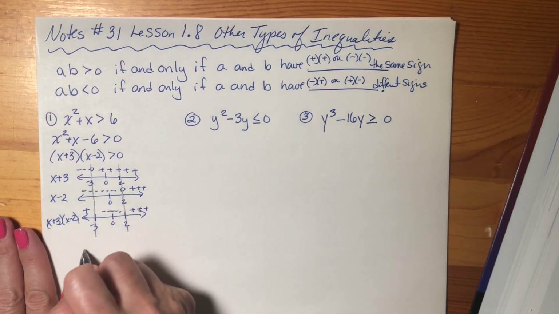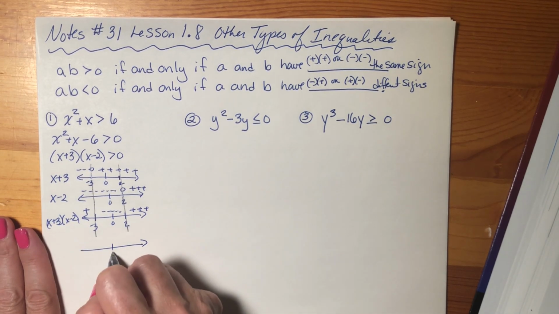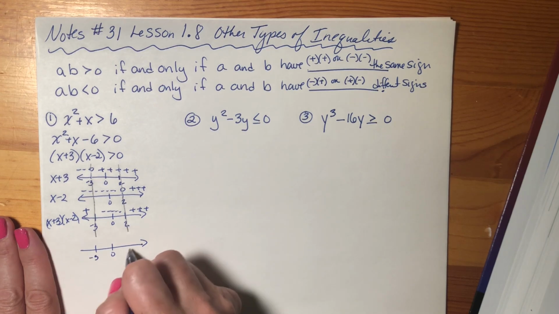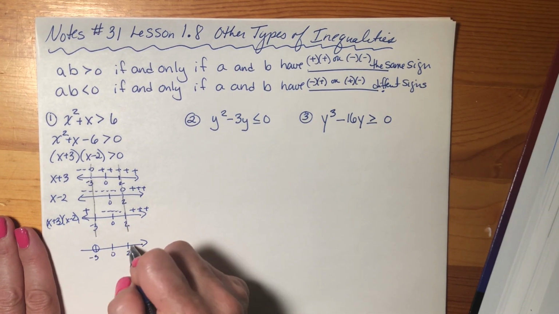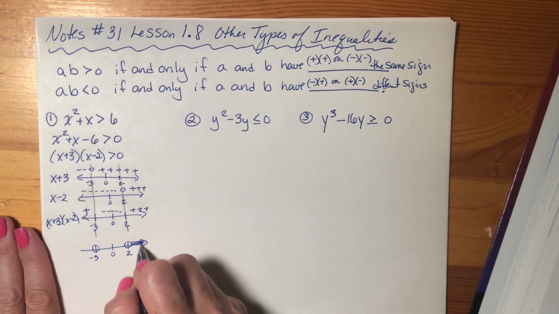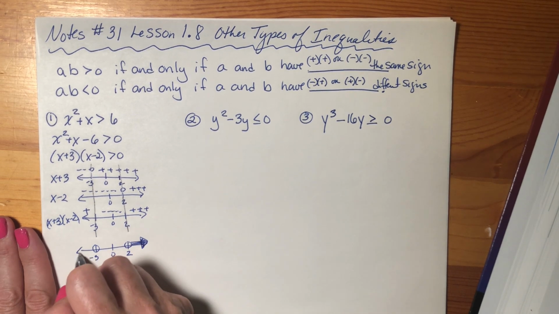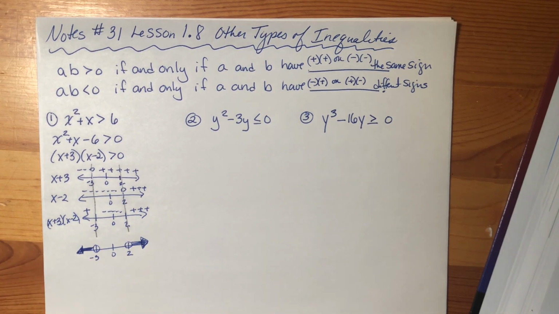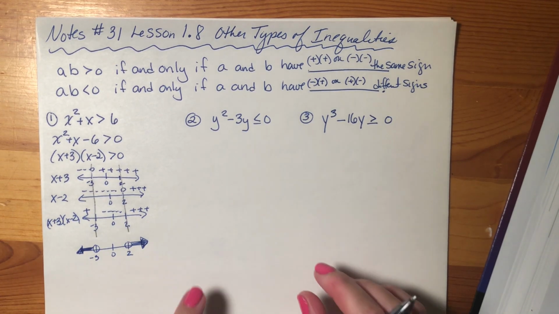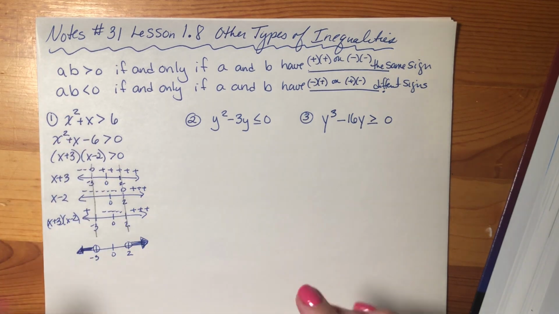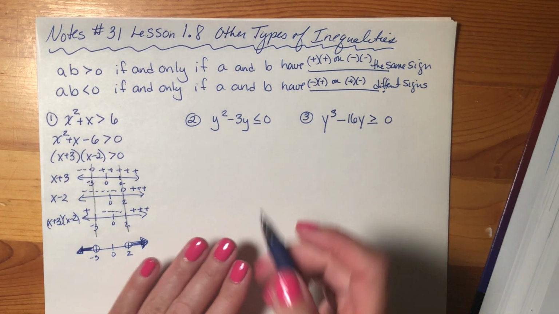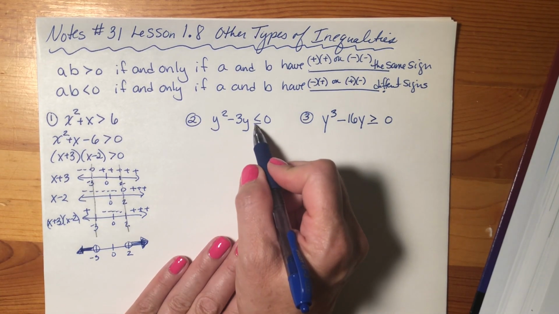So I want to shade the part of the graph where we have positive signs. Am I "or equal to"? Nope. So I'm going to use open points, and I would shade the part of the graph right here, and I'd shade the part of the graph right here. Okay, cool beans. All right, so there's my answer. If I put any of the values in that shaded region into my problem, I would get a good solution. All right, so let's look at number 2.